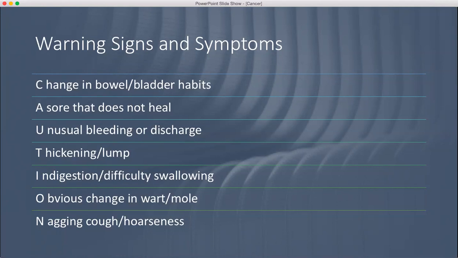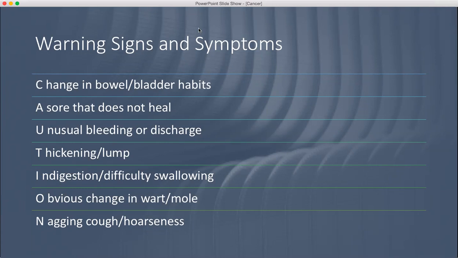So: a change in bowel or bladder habits, a sore that does not heal, any unusual bleeding or discharge, which could be rectal, vaginal, nipple, or penile, any kind of thickening of tissue or lump that is palpated, indigestion or difficulty swallowing, any obvious changes in a wart or a mole, or a nagging cough and hoarseness. So this is a really good educational acronym for the public, and it's a really great way for students such as yourself to remember some of those things as you're looking at different test questions.